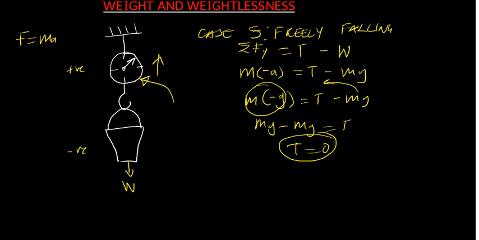Whenever there is something dropping freely, it will seem as if there is not anything that is attached to the scale when the elevator is falling freely. So this will appear weightless, as if it doesn't have any weight. So these are the cases that we need to understand when we're talking about weight and weightlessness. Let's consider one question.